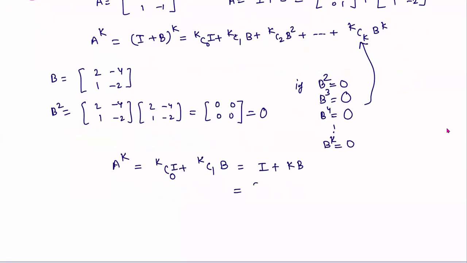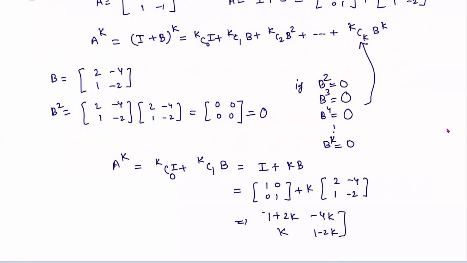Now what is I? 1, 0, 0, 1. What is K and what the B matrix? 2, minus 4, 1 and minus 2. If we simplify what we have? 1 plus 2K, minus 4K, K. And 1 minus 2. Check directly we can have the answer or not.